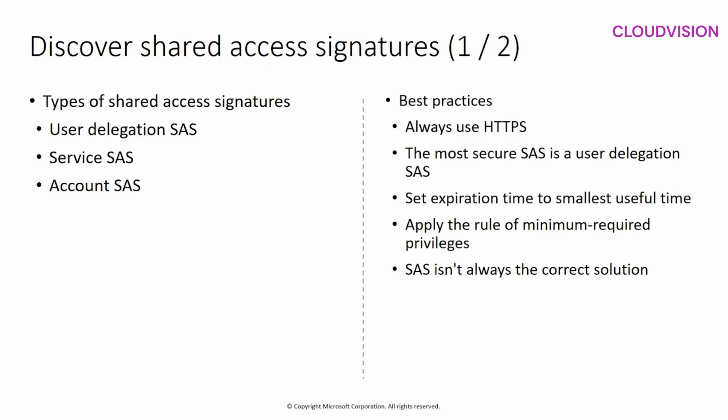You can set an expiration time for a small amount of time so that your token automatically expires after that time. Even if it gets compromised, it will not make much difference. And try to give limited permissions wherever applicable. SAS is not always the correct solution, right? So we can use the policies or we can use the access keys.